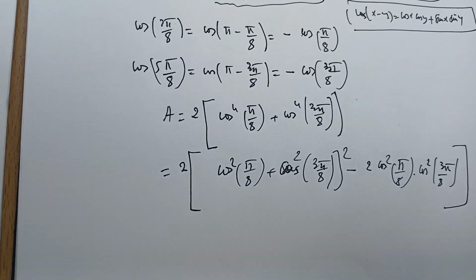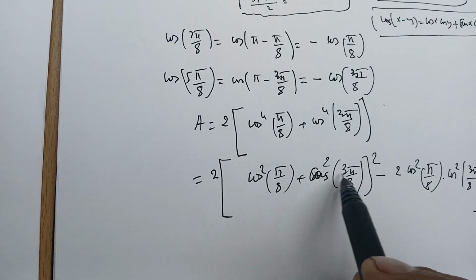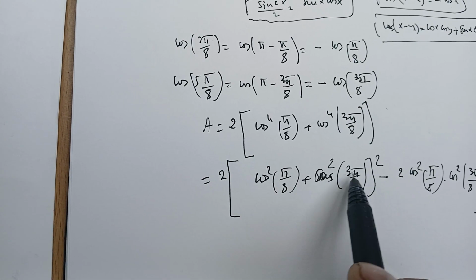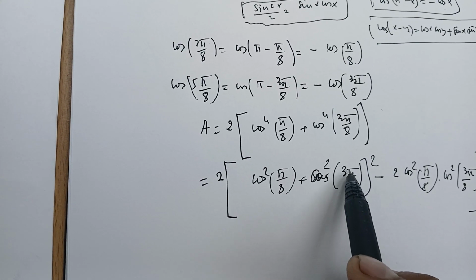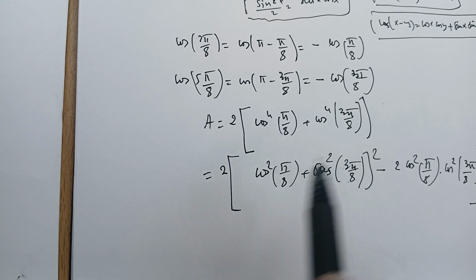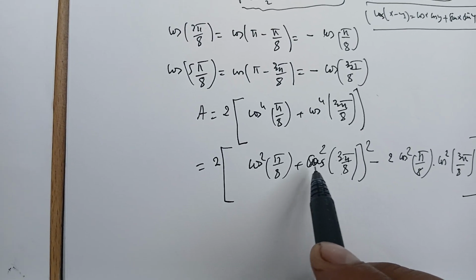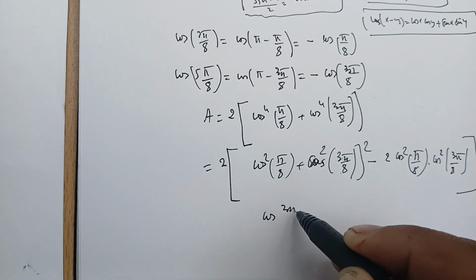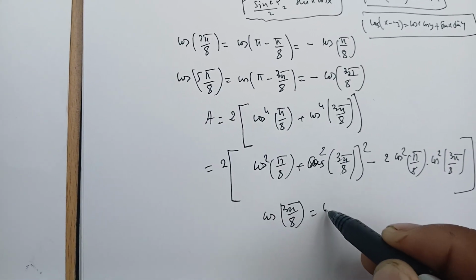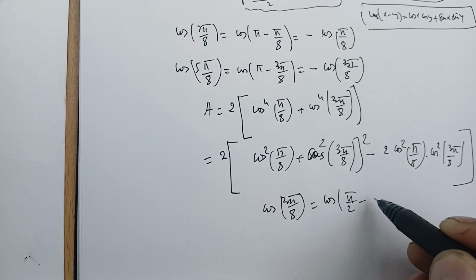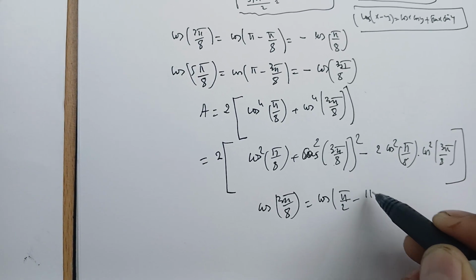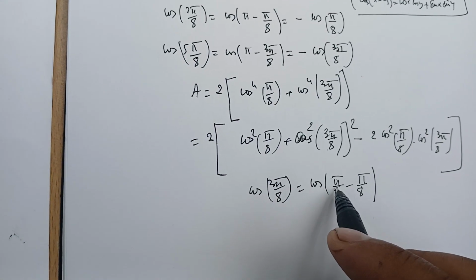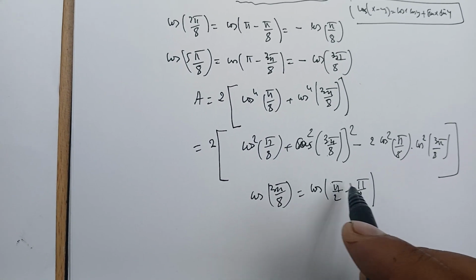Okay, great. Now let's use this relationship. Note that if you add these two angles, pi over 8 plus 3 pi over 8, you get pi over 2. So let's get rid of one of these angles. We know that cosine of 3 pi over 8 is the cosine of pi over 2 minus pi over 8. Okay, multiply here top and bottom by 4, so you get the result.